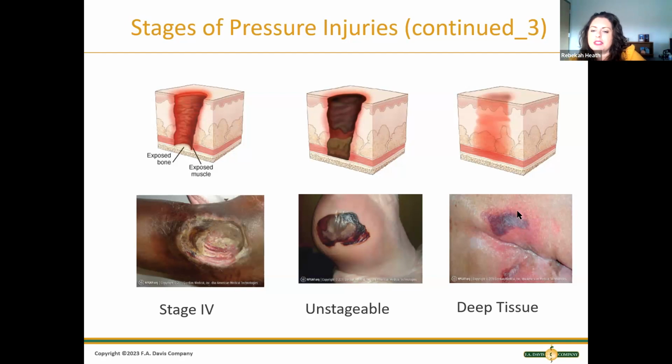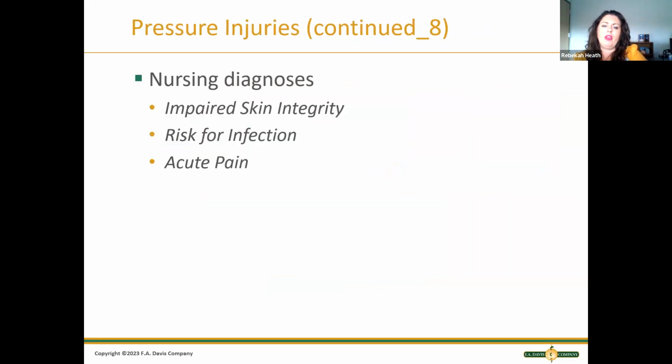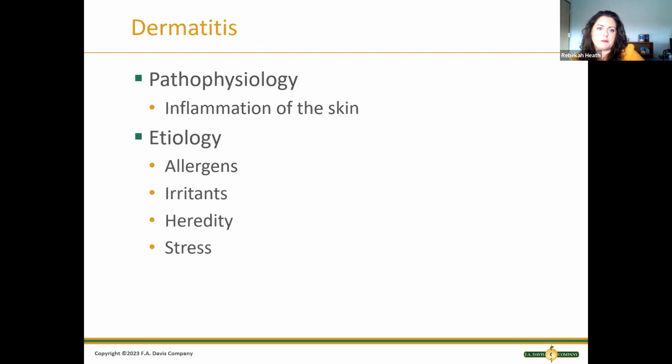And then over here, we have this deep tissue injury. So you can see how this area around is reddened, but then you have this deep purpley, almost black in some areas area. And that's where the deep tissue, like the deep muscle under there, has been damaged. All right, so when we talk about nursing diagnoses, different than medical diagnoses, we're going to have impaired skin integrity, risk for infection, acute pain. Those are all very appropriate nursing diagnoses for patients with pressure injuries.